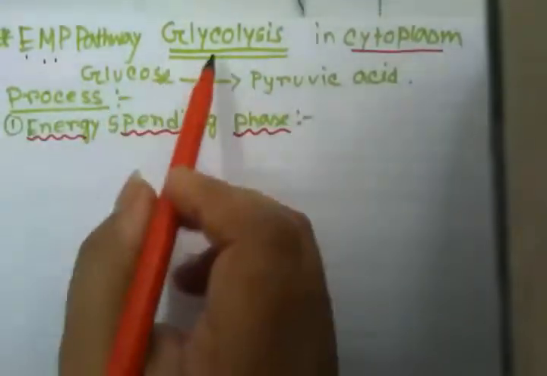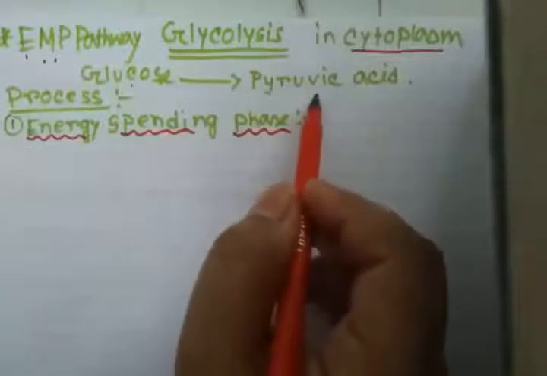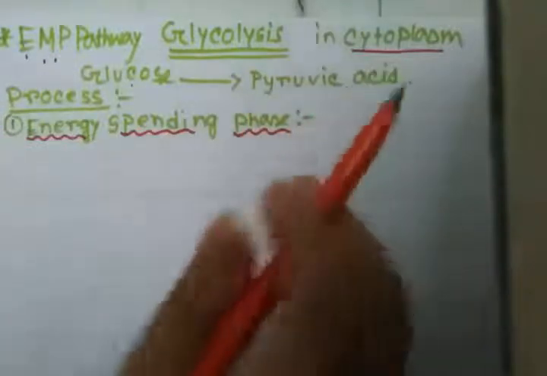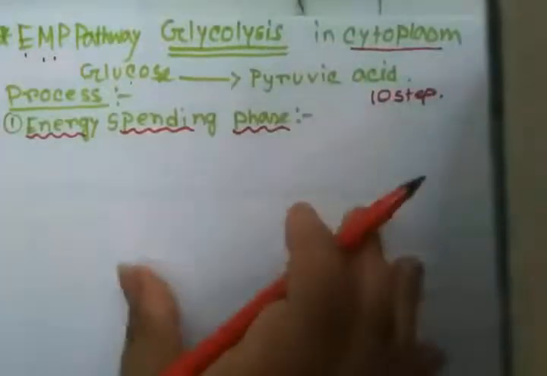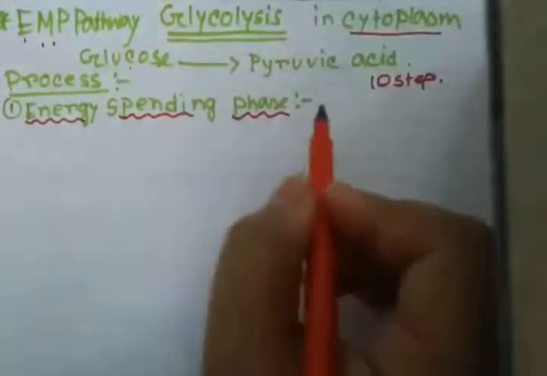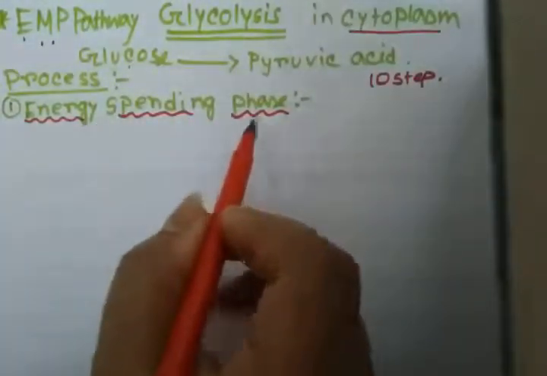So in the glycolysis process, the glucose will ultimately be converted into pyruvic acid, and this is a 10-step process. The process is divided into two parts. The first part is the energy spending phase.